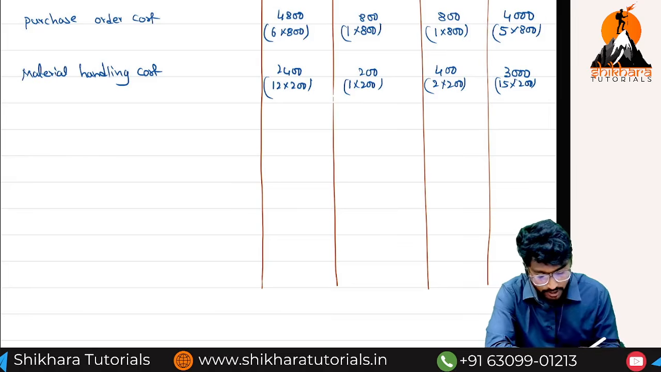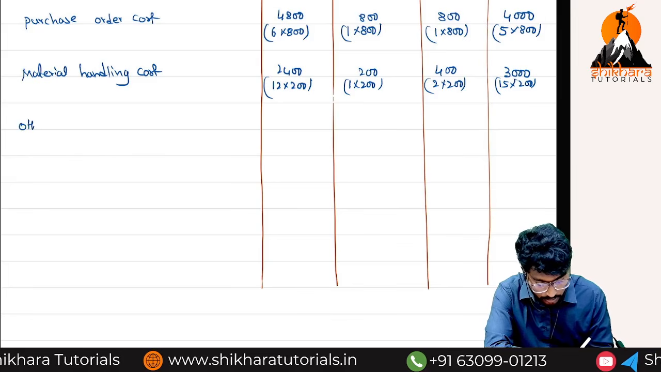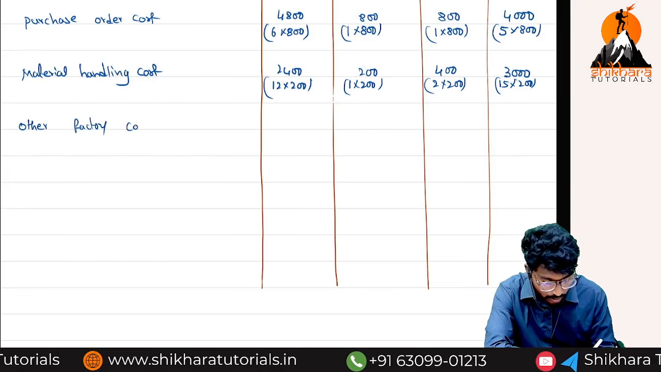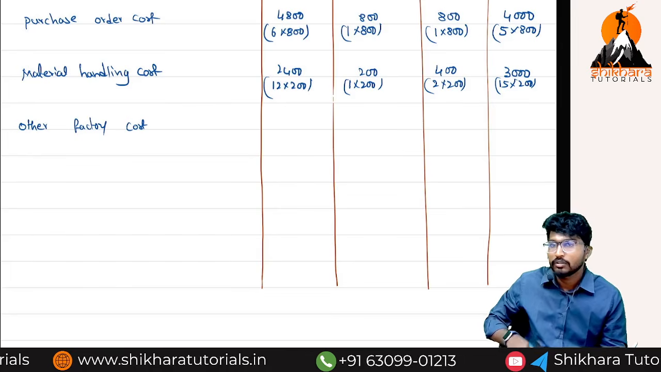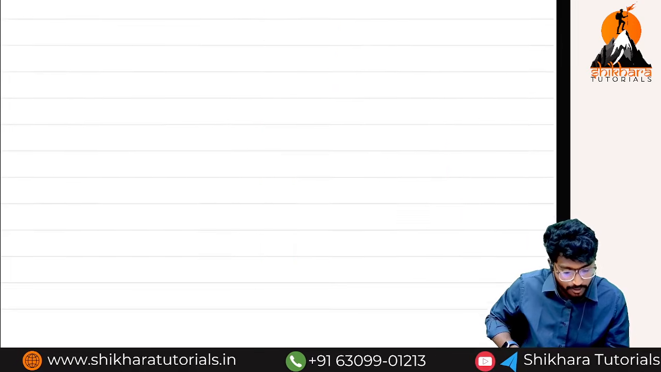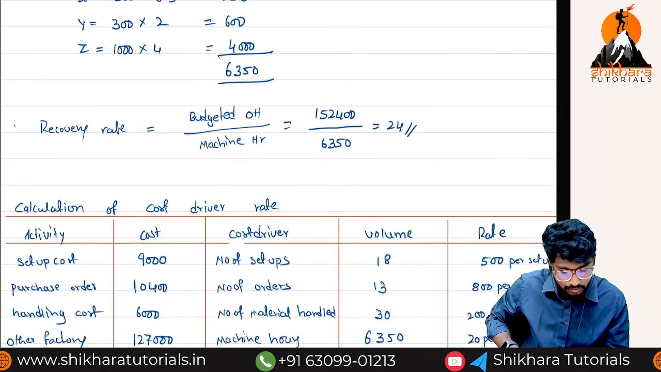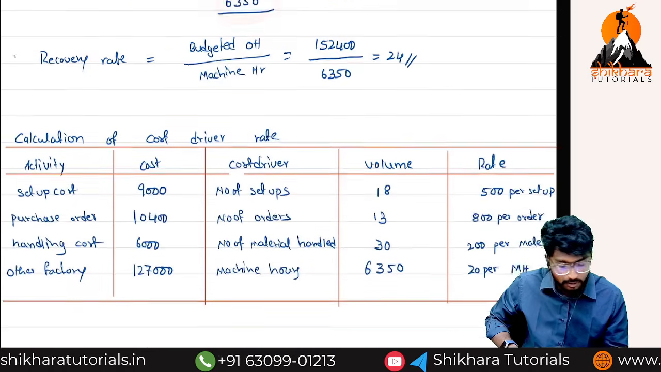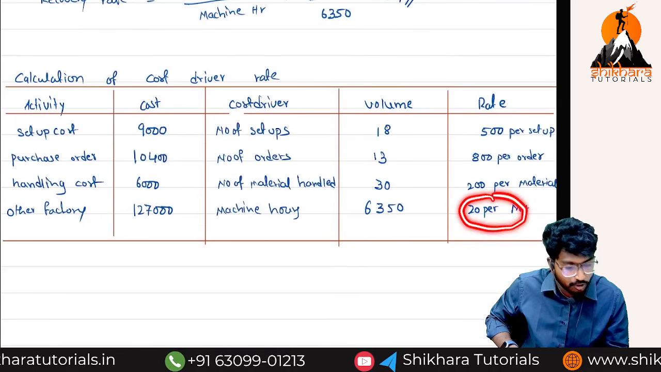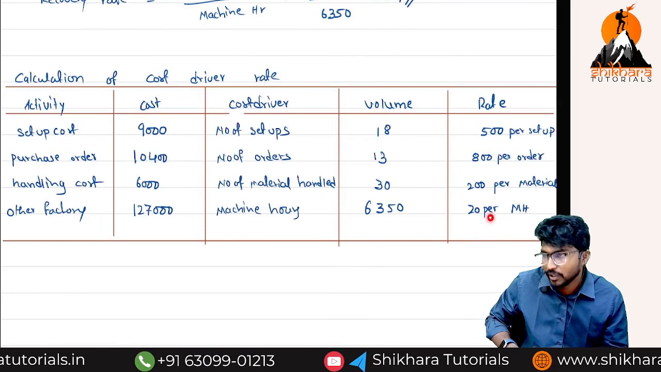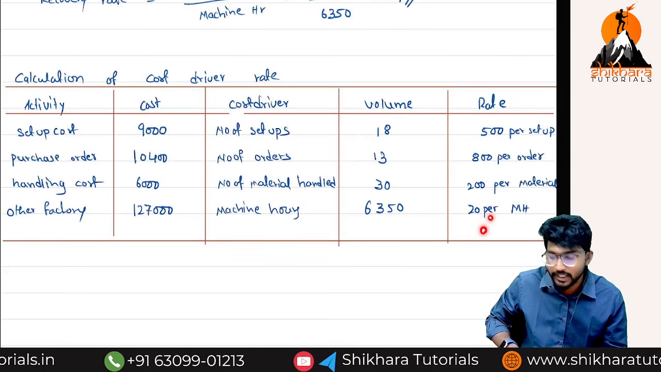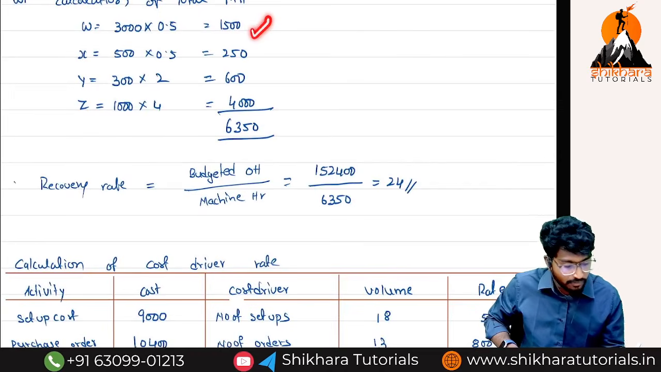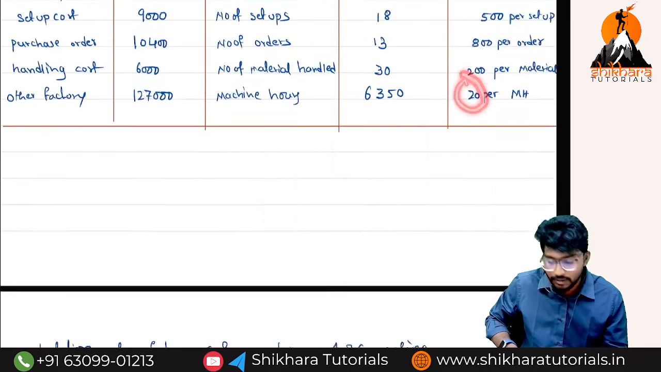Next, finally, other factory cost. Now, how many machine hours do we have? 6,350. Per machine hour we have to recover how much? 20. Now, W consumed how many machine hours? 1,500. 1,500 into 20, 30,000.